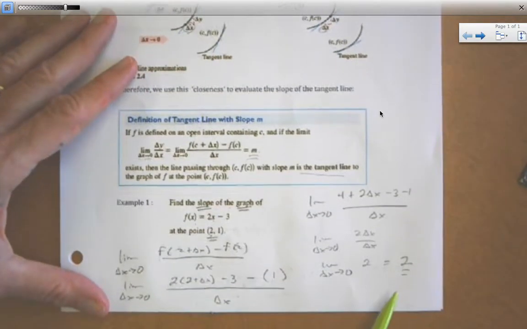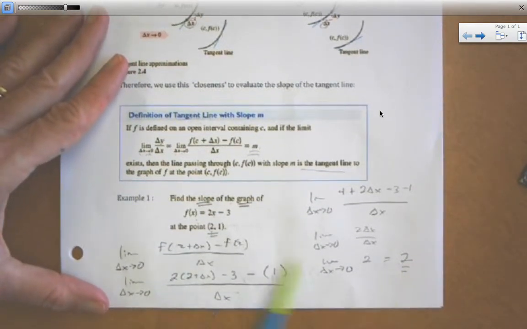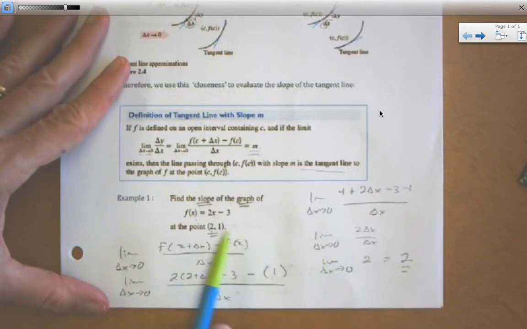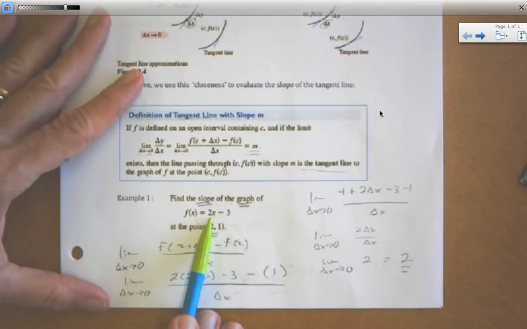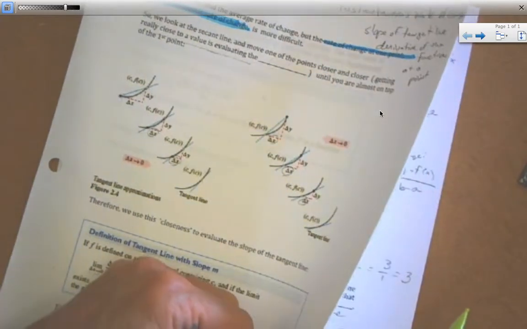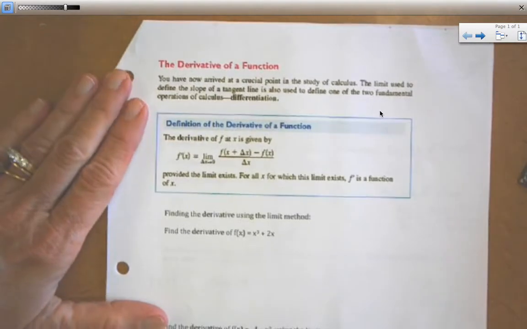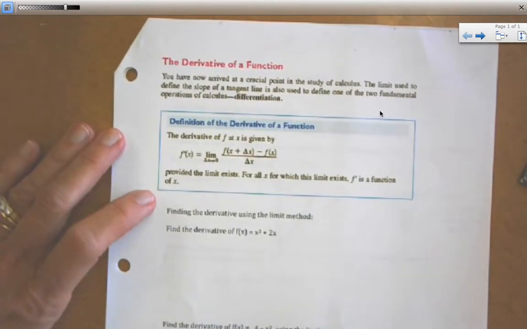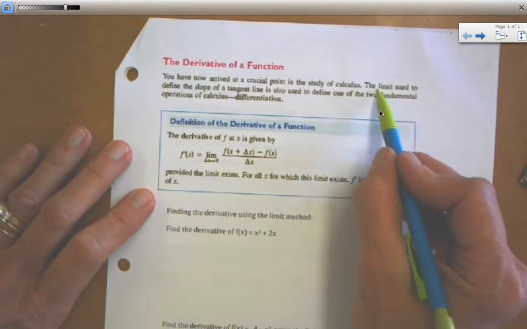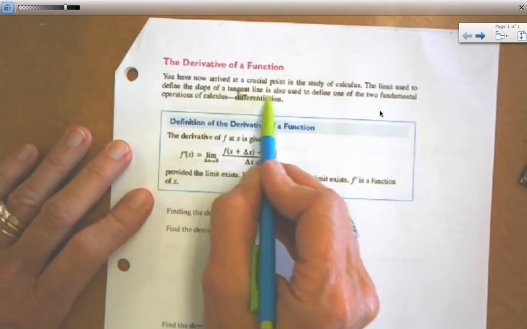So notice that the slope of the instantaneous rate of change at (2, 1) is going to be 2. Well, this is linear, so we kind of already knew what the slope was. But what do we have if we don't have a linear relationship? What if we have just a regular old function? All right. The limit is used to define the slope of a tangent line.